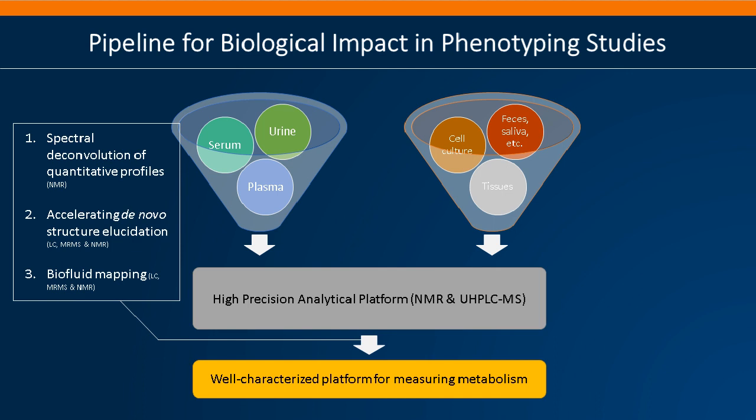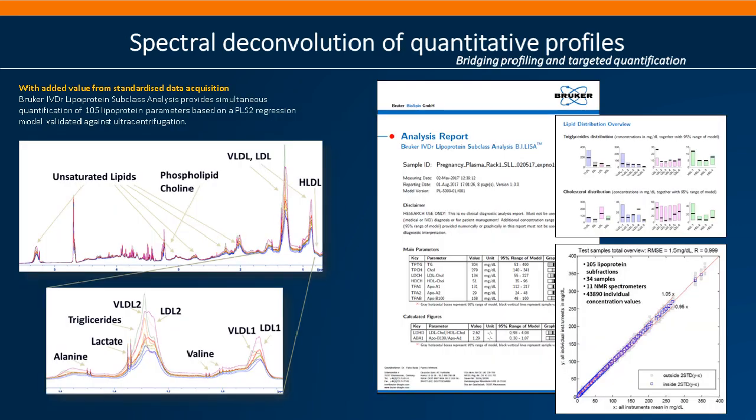So in order to do that, today I'm going to speak about three aspects of our collaboration with Bruker. One of them is relating to the use of NMR in terms of spectral deconvolution of the quantitative profiles that we're deriving from routine sample measurement. The second is accelerating de novo structure elucidation, something that our group has invested a lot of time into. And third is biofluid mapping. It's sort of an extension of the second.